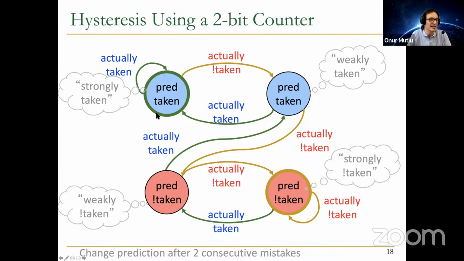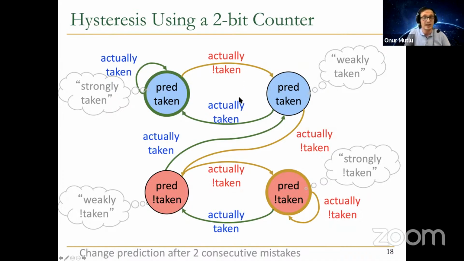So here you're strongly confident that the branch is predicted taken because you've seen a lot of evidence for actually taken. Here, you're strongly confident that the branch is actually not taken because you've seen a lot of evidence. So it will take more time to change your prediction. That's why these are called strongly taken and strongly not taken. And these are called weakly taken and weakly not taken states. Okay, basically, you change the prediction after two consecutive mistakes if you're in a strong state. You change the prediction after one mistake if you're in a weak state, if you will.